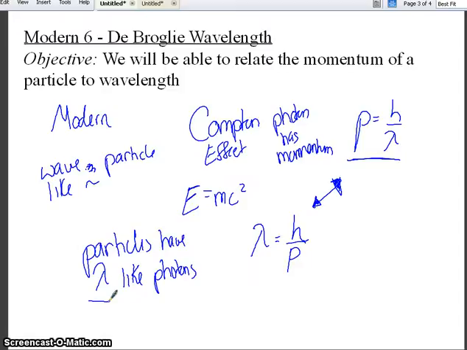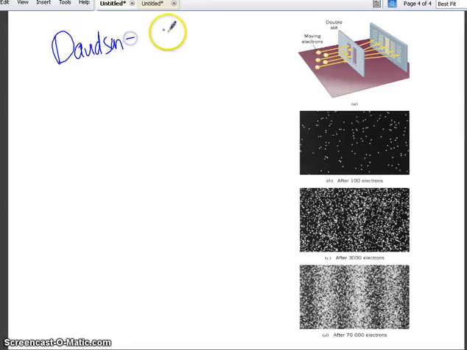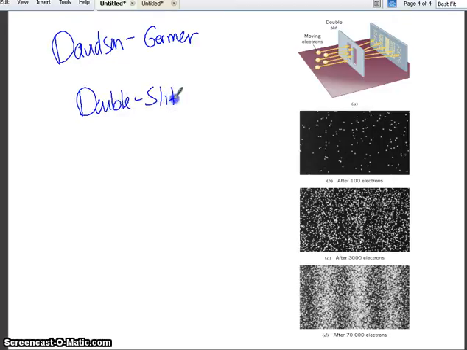And this was later confirmed by Clinton Davisson and Lester Germer. And they basically set up a simple experiment. They sent electrons through a double slit. We had the double slit experiment, Young's double slit experiment, if you remember.